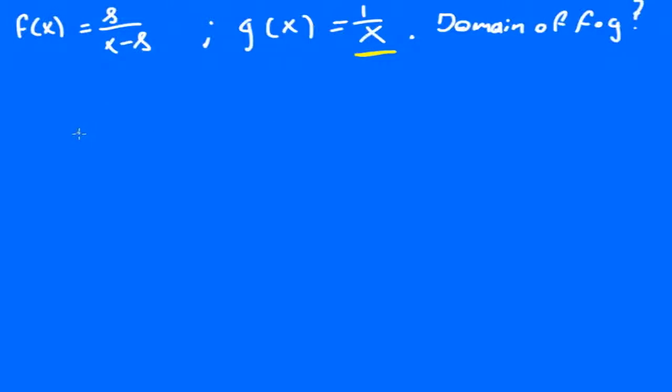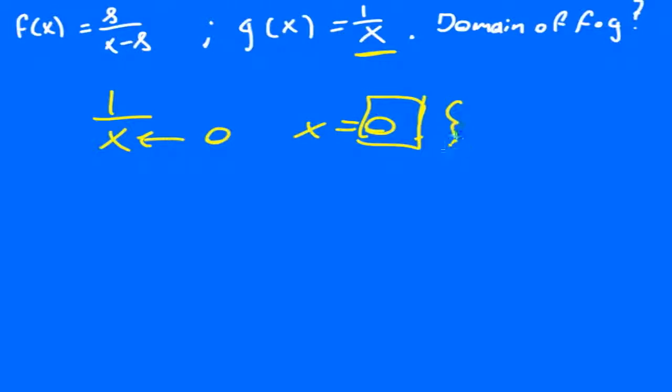And remember how the domain was just the number that made the term at the bottom equal to 0. So 1 over x, and we have to make x equal to 0. So your x equals 0. That means that 0 is excluded from your domain, and you would write it like this: x is not equal to 0. You see? There's your answer for the first one.